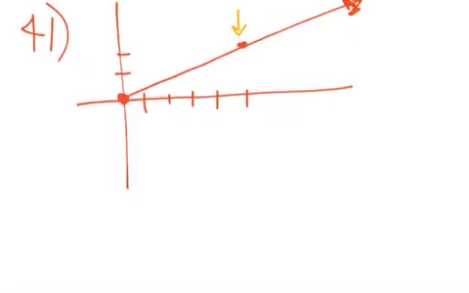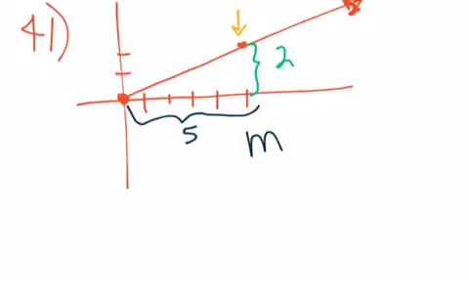Now we can figure the slope, which is the same thing as the rate of change, by doing the height, which is 2. Notice that that's equal to the change on the y-axis, and the width, which is 5 spaces. So then your slope is rise over run, which is 2 over 5.